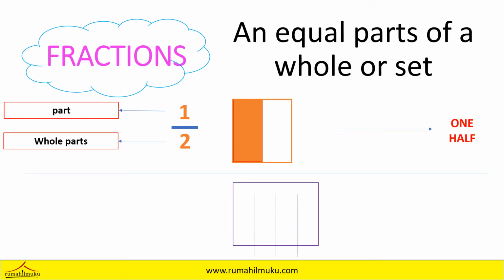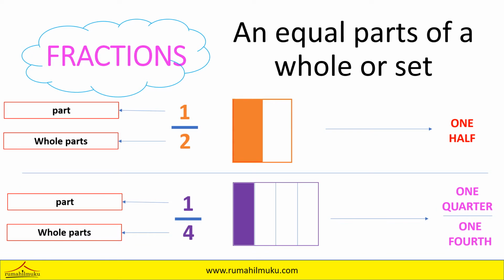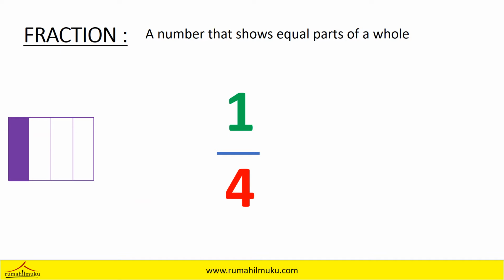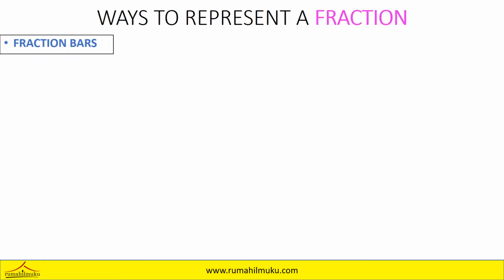But if you have a rectangle, we split it into four parts, and the 4 represents the whole part, and the 1 represents the part. We will call it 1/4. Now, a fraction is the number that shows equal parts of a whole, right? So the number 1 in the top, or the part, is called the numerator. But the number in the bottom, or the whole, is called the denominator.